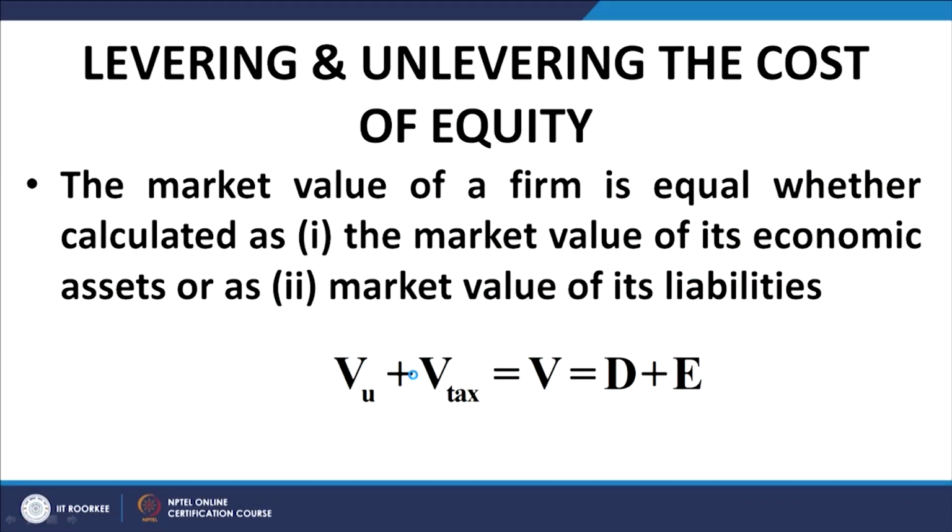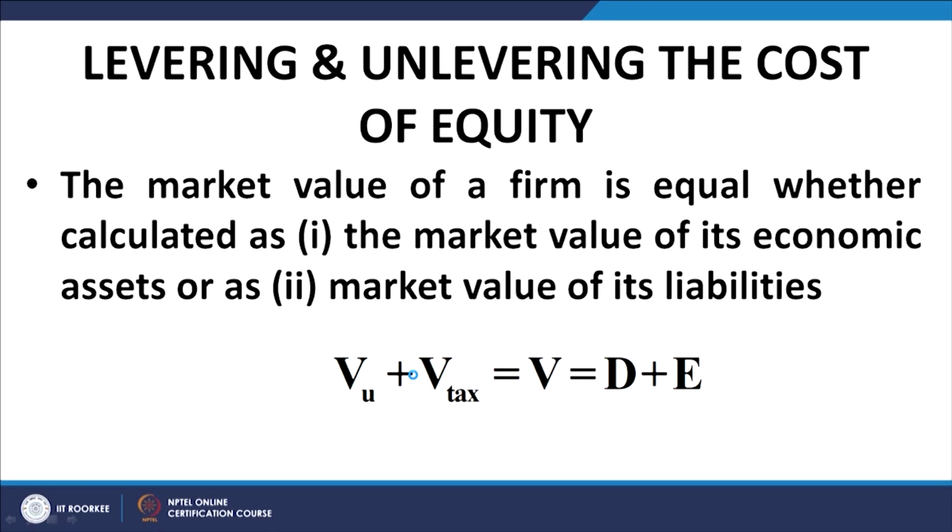So, let us now move on to the relationships between the levered cost of equity and the unlevered cost of equity. That is very important for whatever I have discussed so far. There are two important propositions that go into determining these relationships. Proposition 1 is that the market value of a firm is equal whether calculated as the market value of its economic assets, that is, the market value of the asset side of the balance sheet, or the market value of its liabilities. In other words, the presumption is that the market value of the assets of a firm will equal the market value of the liabilities.